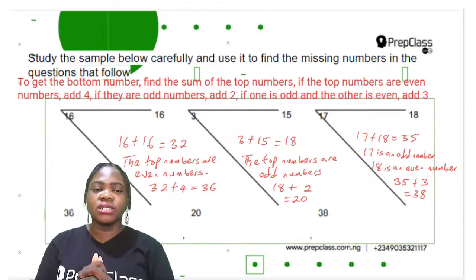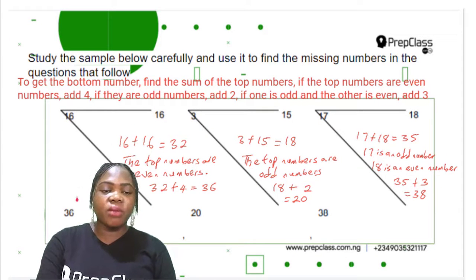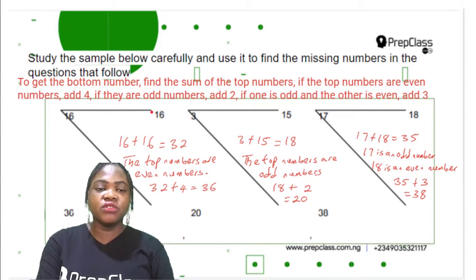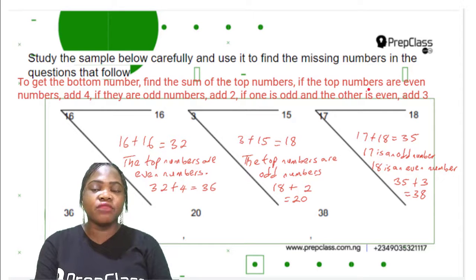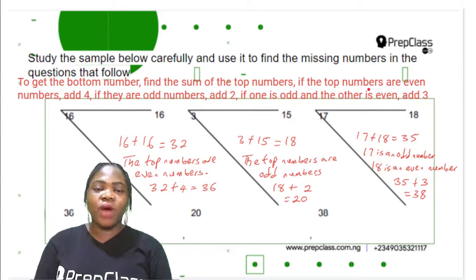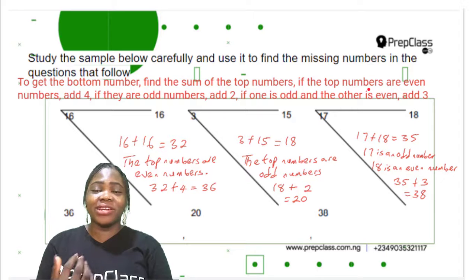So how is this done? To get the bottom number here, all you have to do is to find the sum of the two top numbers. If the two top numbers are even numbers, add 4. If they are odd numbers, add 2. If one of the top numbers is an odd number and the other is an even number, add 3. So wow, this is very interesting.